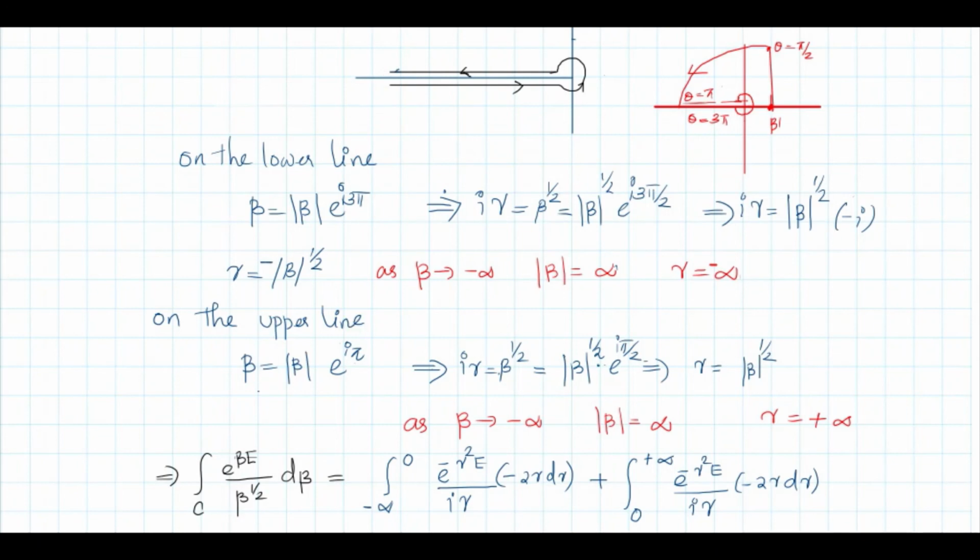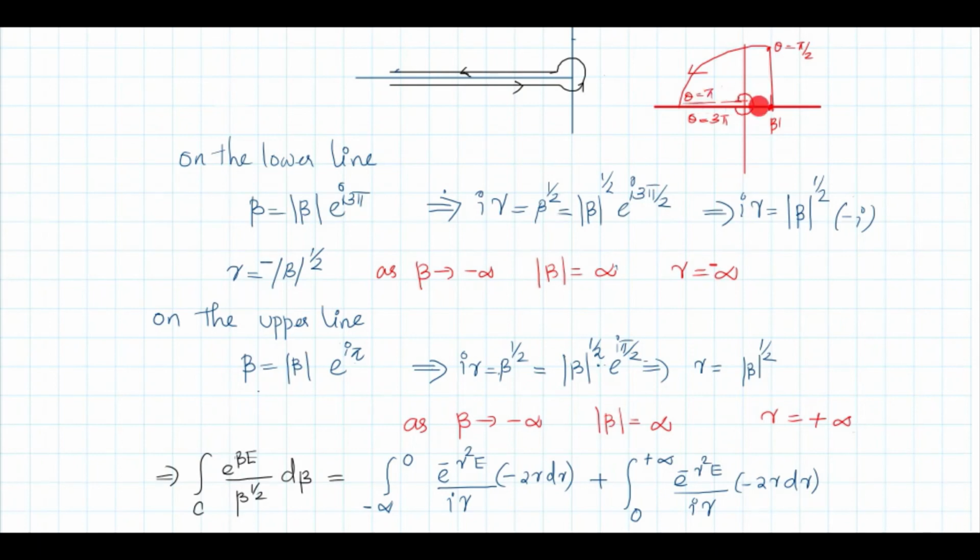On the upper line, beta is mod beta e raised to i pi. So i gamma is beta raised to half, which becomes mod beta raised to half into e raised to i pi by 2. e raised to i pi by 2 is i. That i will cancel with this i. So gamma is mod beta raised to half. In this line, beta going to minus infinity means mod beta is infinity, and gamma is equal to plus infinity. So this integration 0 to minus infinity becomes 0 to infinity in terms of gamma. This is a very important point to identify the phase. On the upper line, theta is equal to pi.